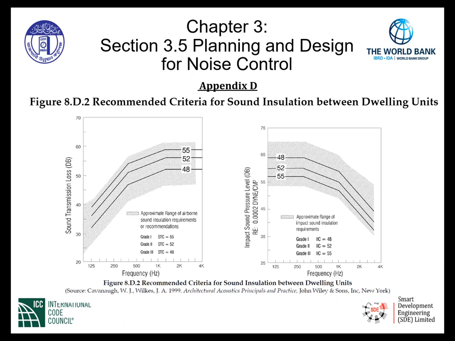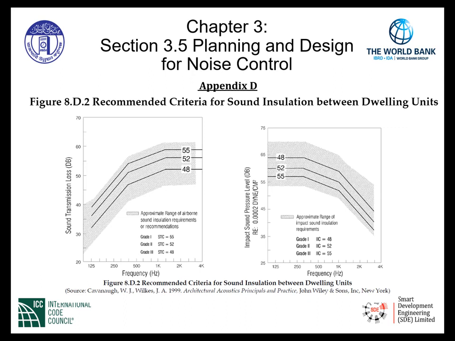With both STC and IIC, as indicated, in both cases, the higher rating signifies a better level of soundproofing. The grades of STC and IIC are also provided that align with the code. As we look at the tables and graphs as indicated here, we note in the first table, we have our sound transmission loss in dB. The various grades are indicated towards the bottom of the table, grade 1, grade 2, and grade 3.